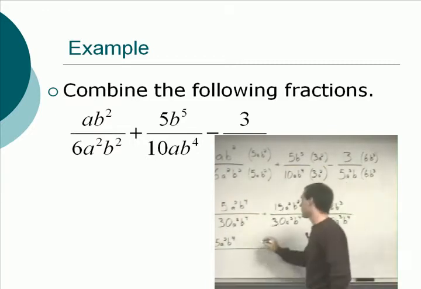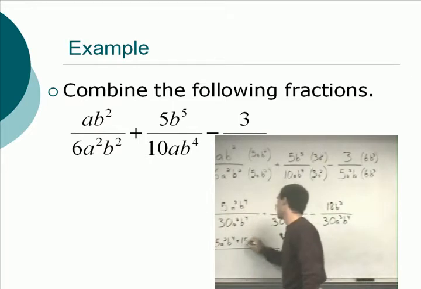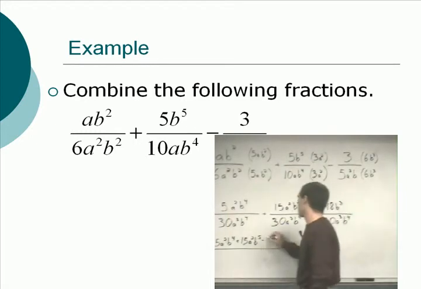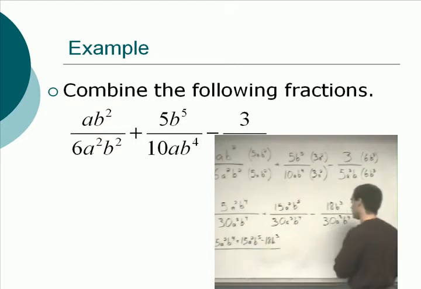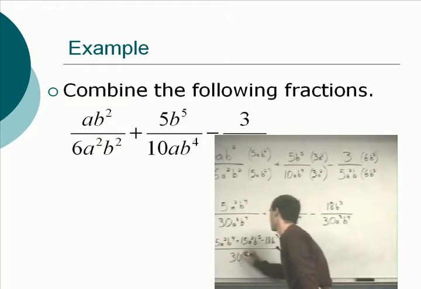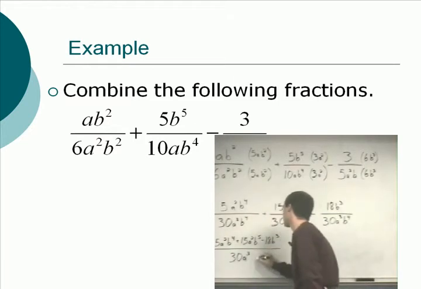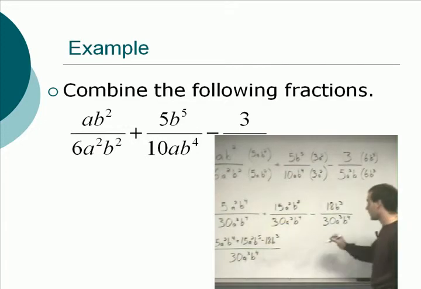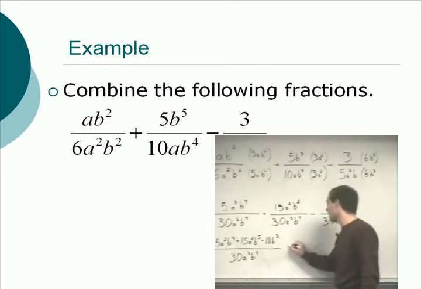Plus 15a squared b to the fifth. Minus 18b to the third. All over 30a to the third b to the fourth. The only thing we have left to do is check to see if we have any canceling that we can do, and we're going to. We're going to have just a little bit of canceling.